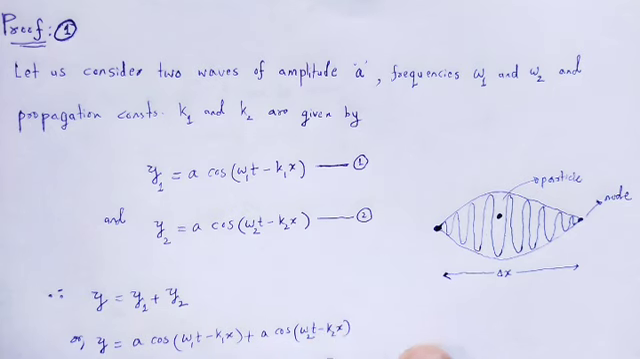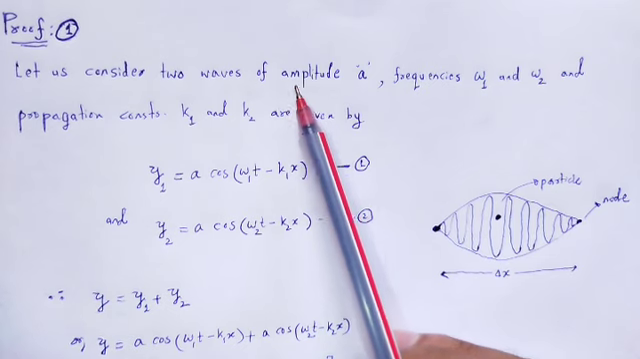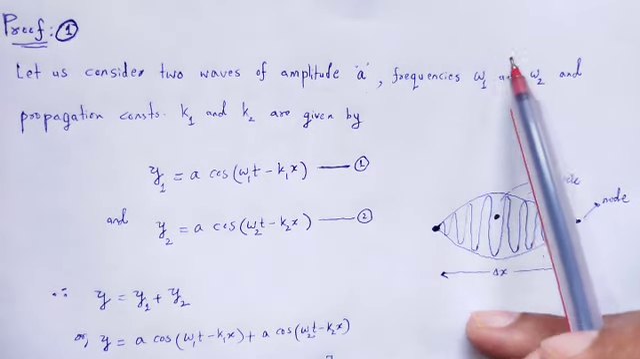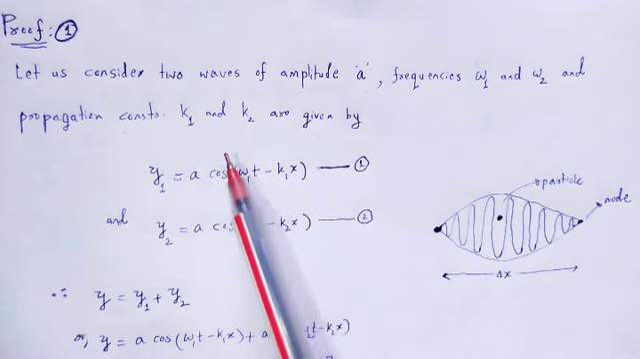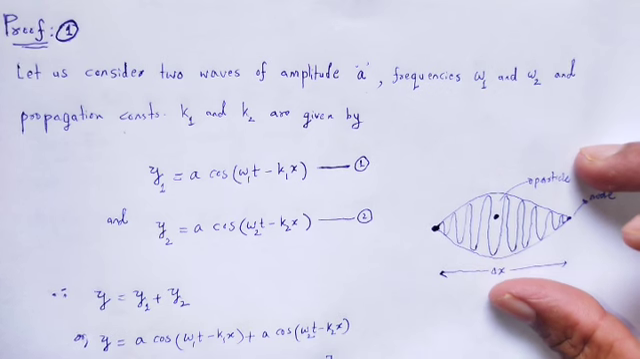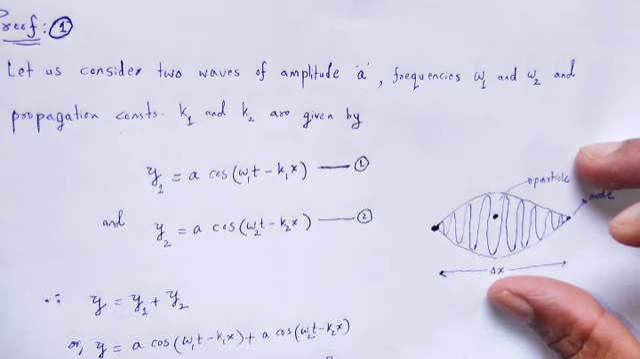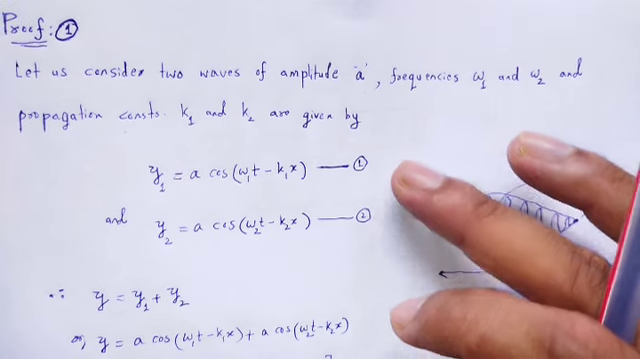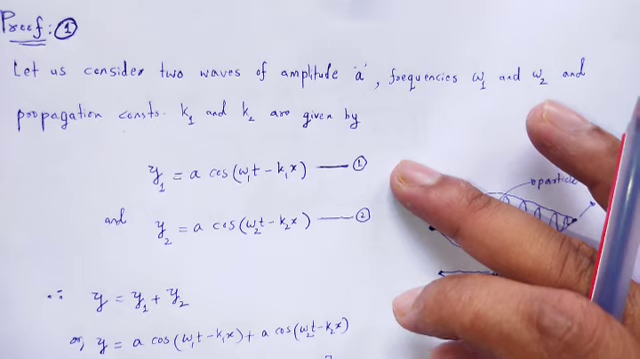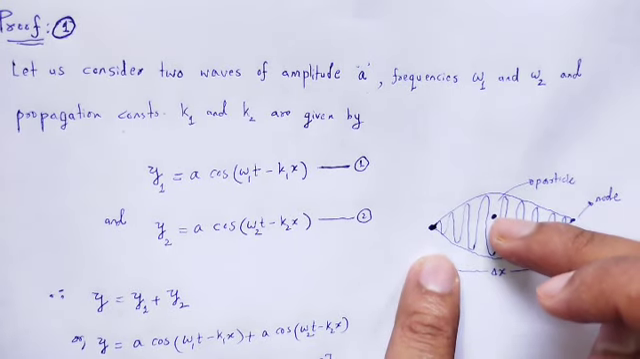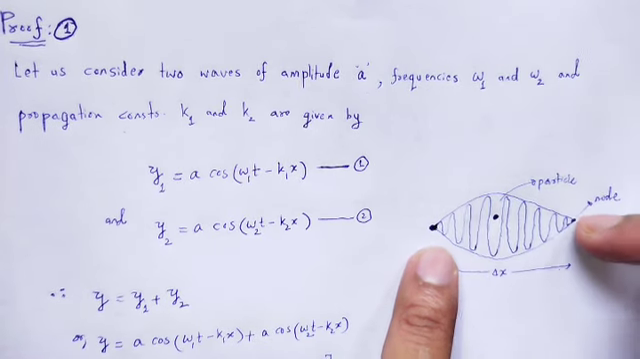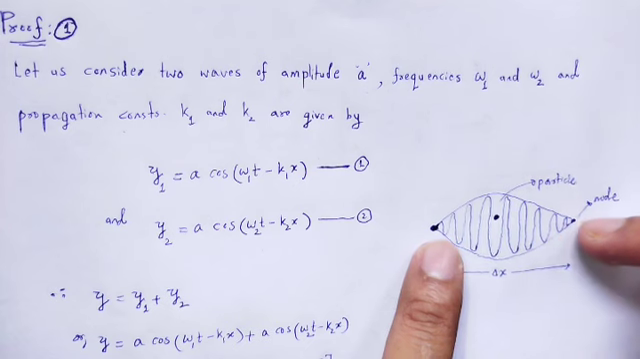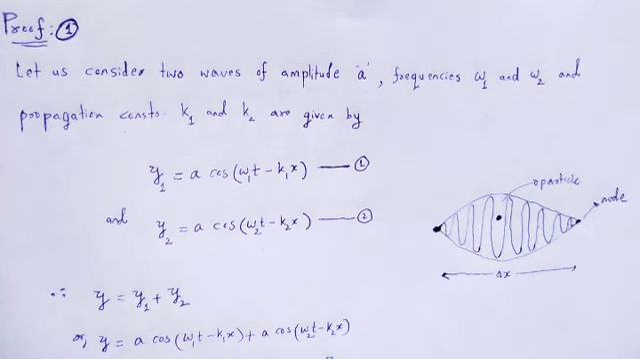Let us consider two waves, each wave having the amplitude a, frequencies omega 1 and omega 2, and propagation constants k 1 and k 2. In that scenario, a wave packet is the combination of a group of waves. When a group of waves are superimposed, they form a wave packet. For convenience, we take two waves for simple mathematical calculation, and these two waves are superimposed with each other to form the wave packet, whereas in the sense of the particle, these two are the nodes, del x, the uncertainty in position within this wave packet.